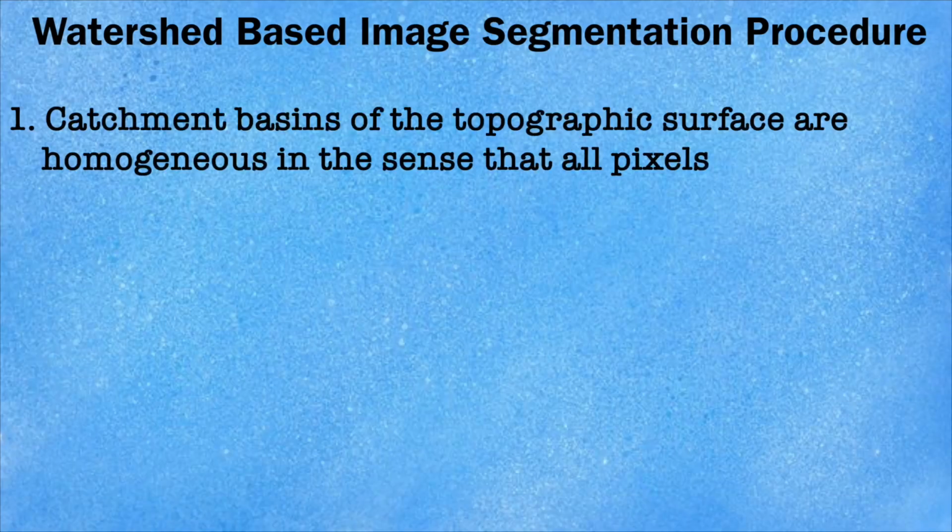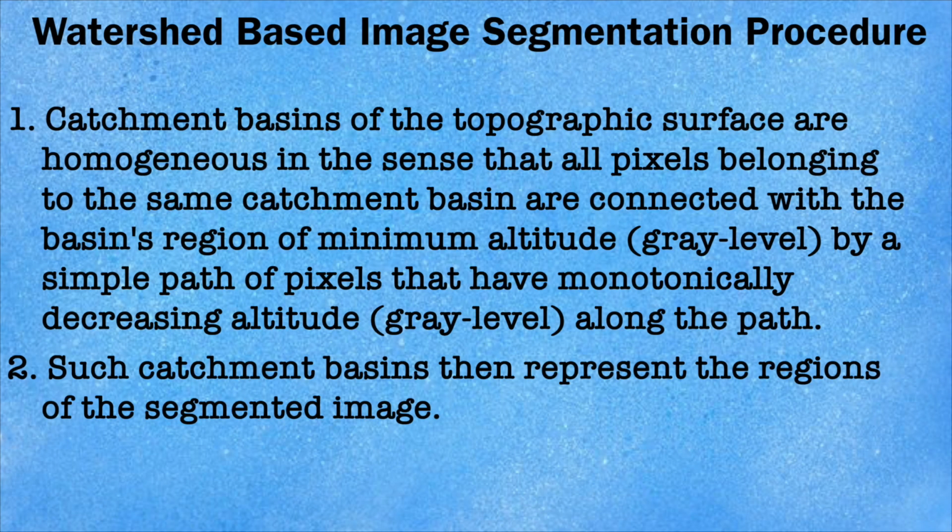Now, what is the procedure to apply this watershed based image segmentation? Catchment basins of the topological surface are homogeneous in the sense that all pixels belonging to the same catchment basin are connected with the basin's region of minimum altitude gray level by a simple path of pixels that have monotonically decreasing altitude gray level along the path. Such catchment basins then represent the regions of the segmented image.